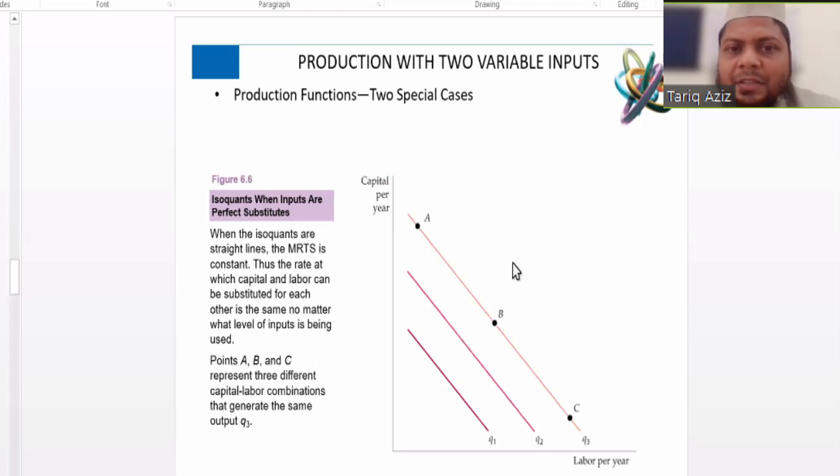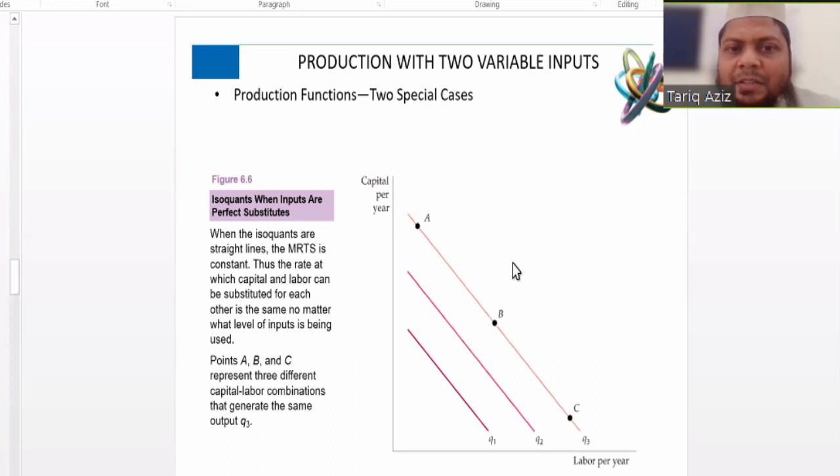So a production function with two variables, if one variable cannot be replaced or substituted by another variable, will look like an L shape. Production function with L-shaped isoquants, so that only one combination of labor and capital can be used to produce each level of output.